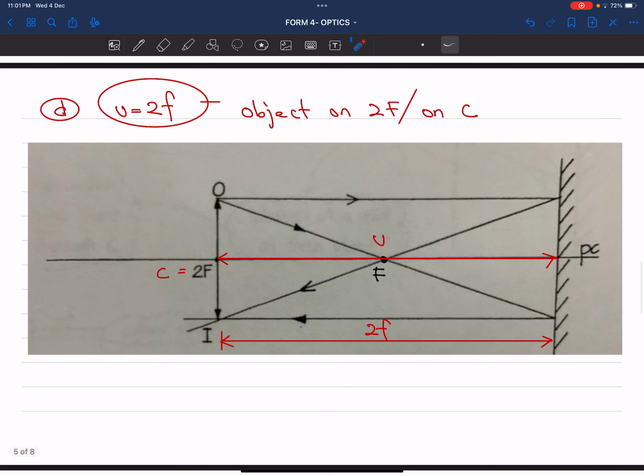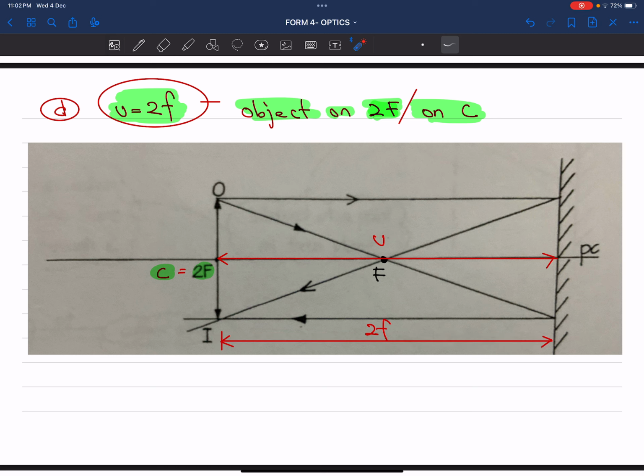So in Lesson 9, we look at the case where the object distance U is the same as 2F. F is the focal length. U equals 2F, it means that the object is on the point 2F, and 2F is actually the point C. So for the object at the point 2F or C, you will notice that the object distance U from the object to the mirror is the same as 2F.